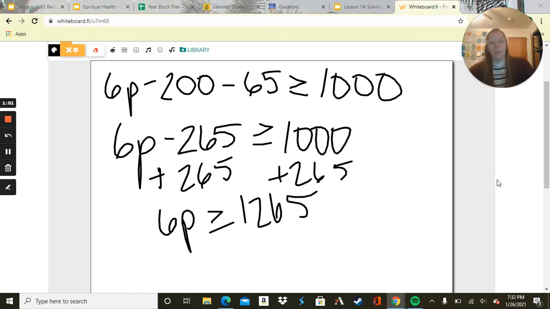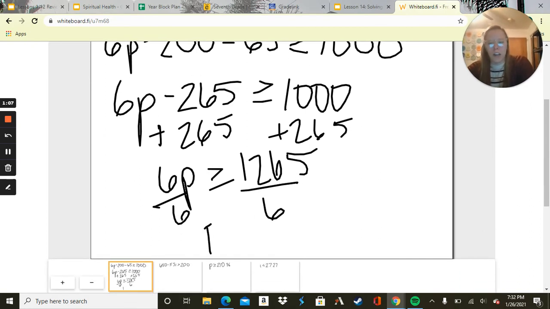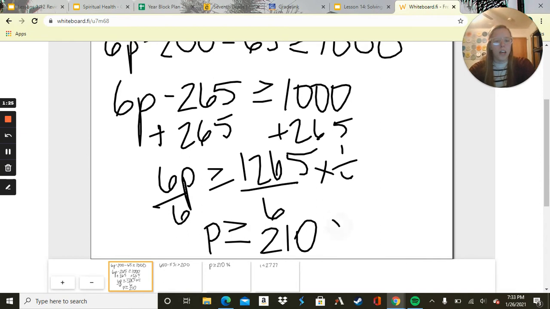All right, so next we're going to divide by 6 on both sides. So we are going to end up with p is greater than or equal to, and it's actually going to end up being a fraction because we're really multiplying it times 1/6, however you want to do that. So we end up with p is greater than or equal to 210 and 5/6.